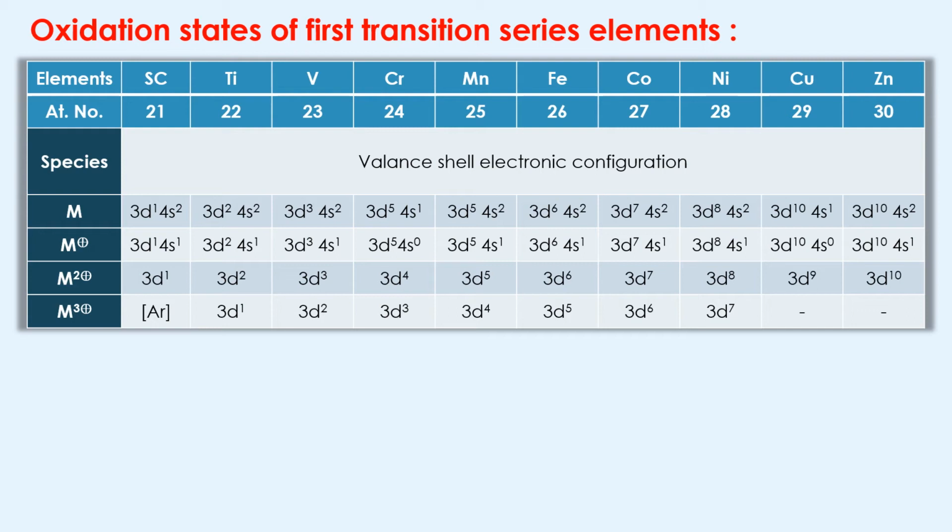Next we see another element, copper. In the metallic state, meaning in metal form or neutral form, it has the electronic configuration 3d10 4s1. M+ now becomes 3d10 4s0, and whenever it is M2+ it means 3d9. For M3+, if you observe, only titanium, vanadium, chromium, manganese, iron, cobalt and nickel can show the +3 oxidation state.